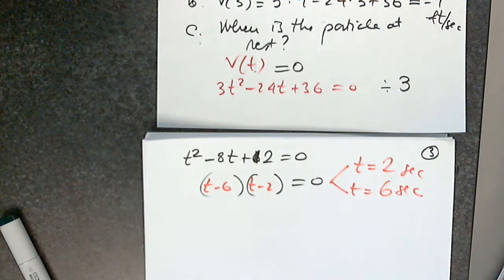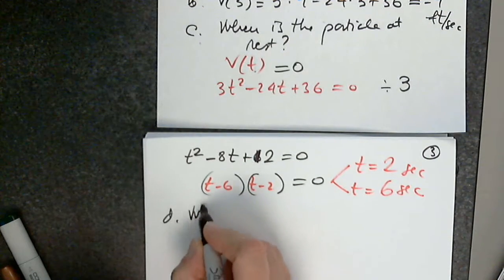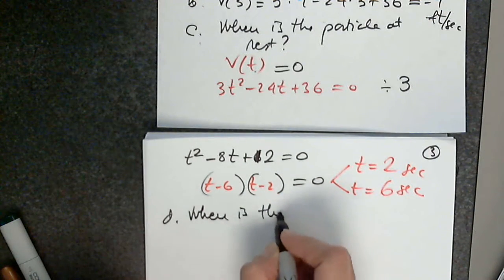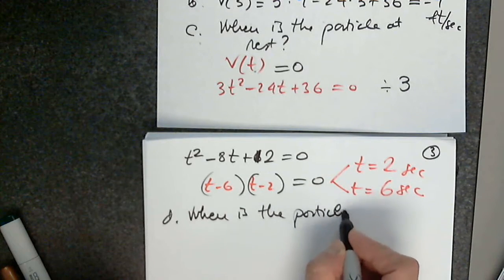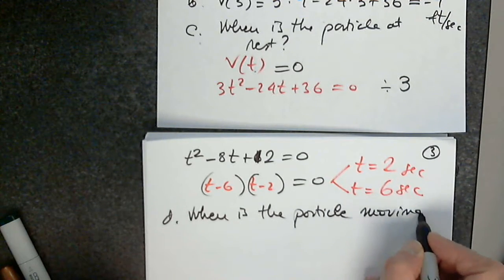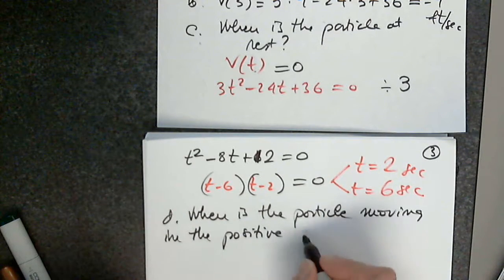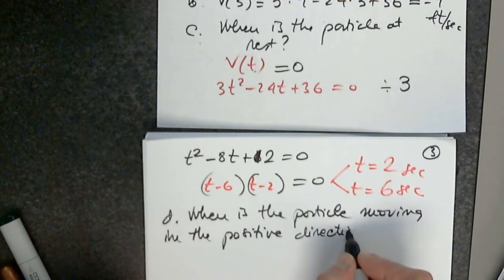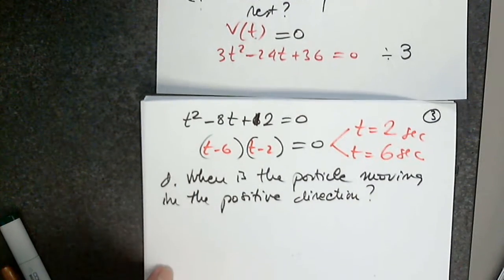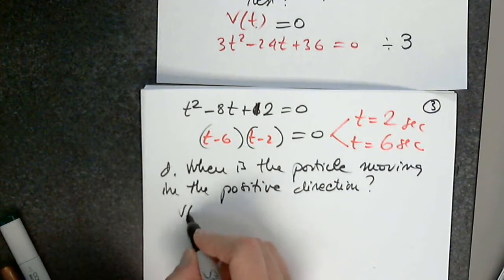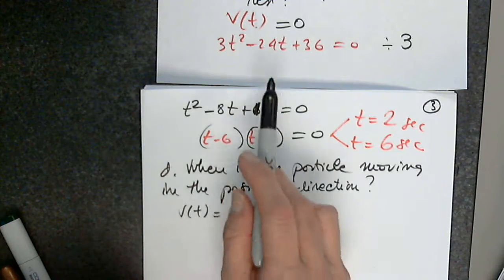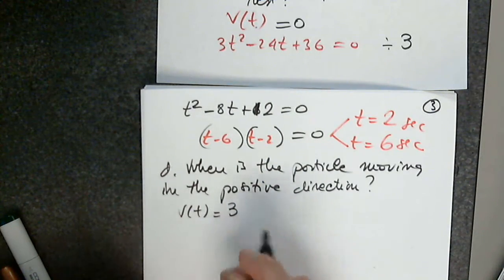Okay, so this is part D. Let me write it. When is the particle moving in the positive direction? So the velocity function, one more time, is 3.